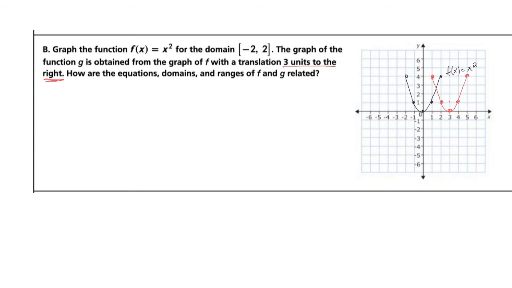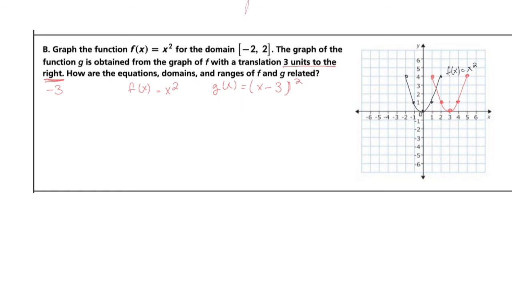All right, so it says, how are the equations related? Remember I told you, if we shift left or right, we write the opposite. So for g of x, it needs to be inside the parentheses. It's x, and then we're subtracting 3 because we went to the right 3, so it's x -3, and then it's squared. See how it's in the parentheses? That tells us it's going to be a horizontal translation.